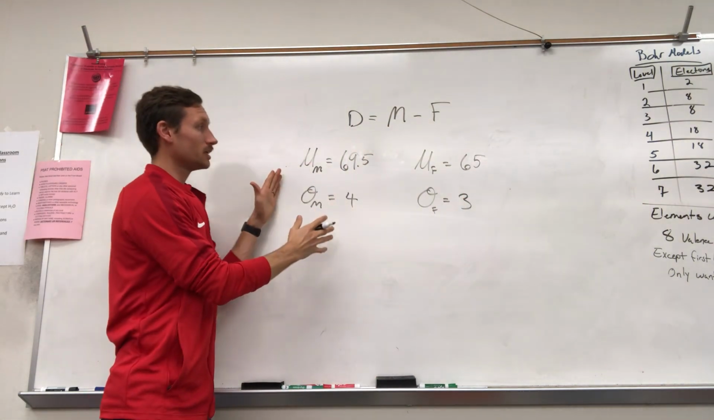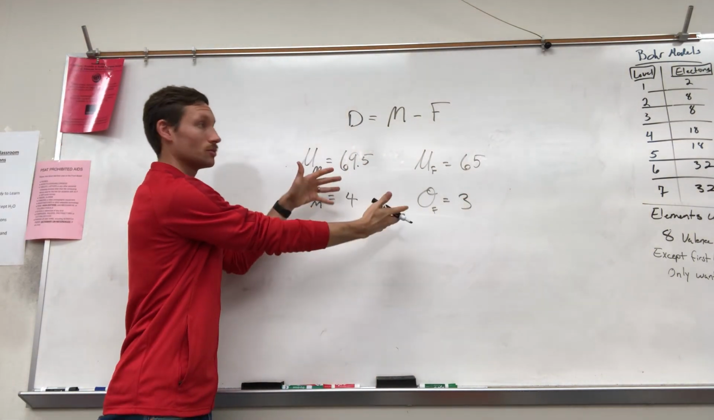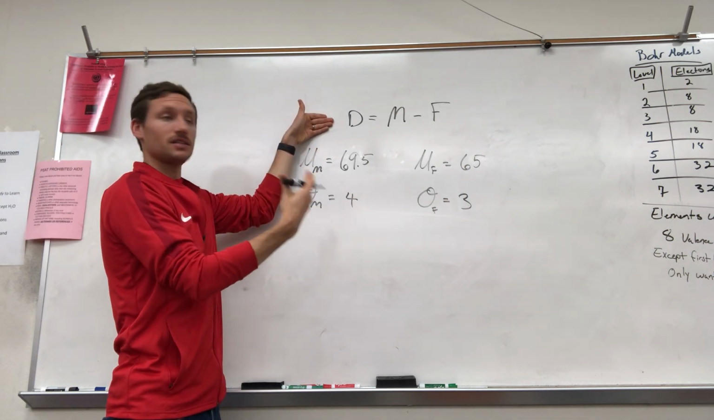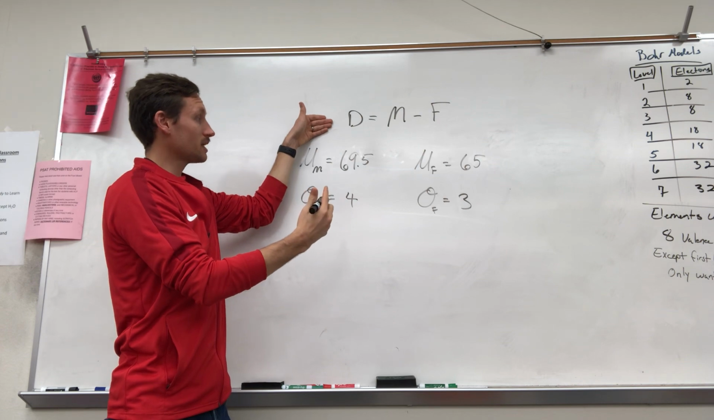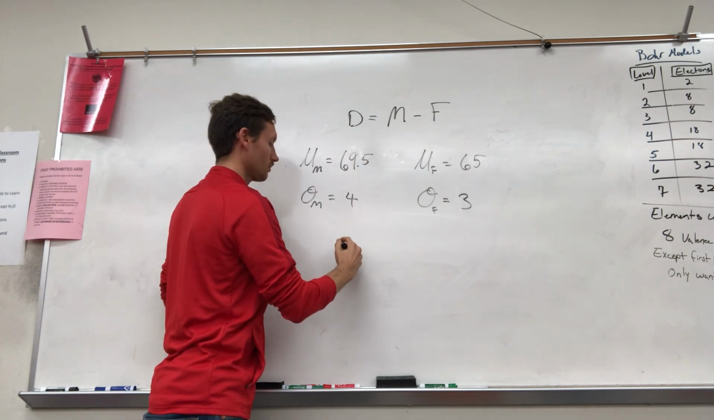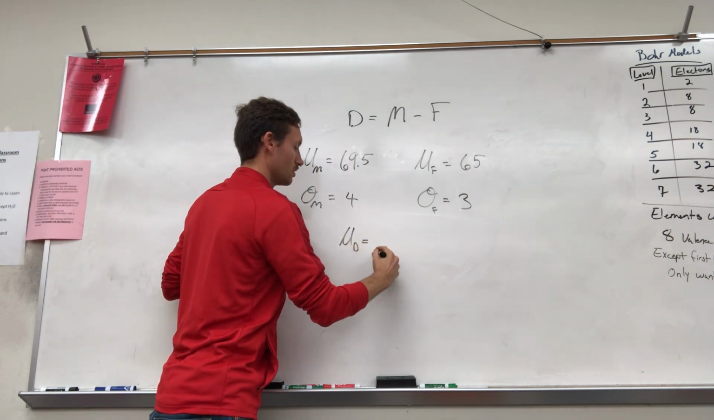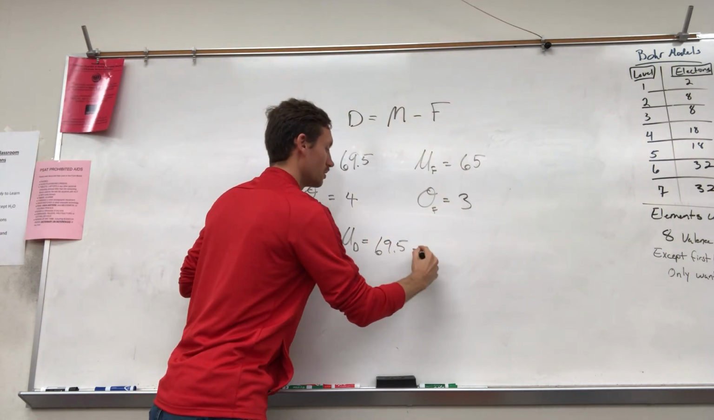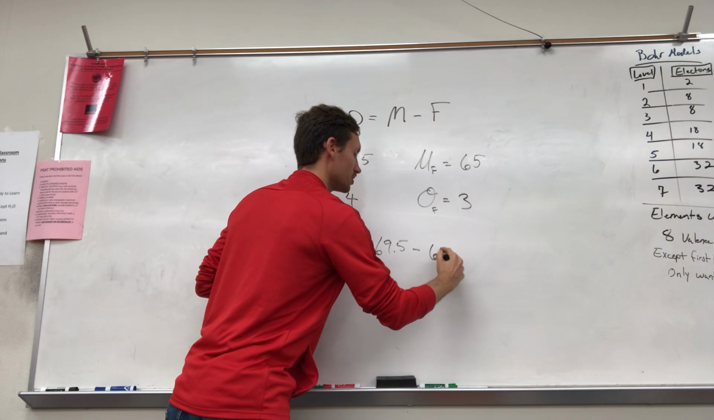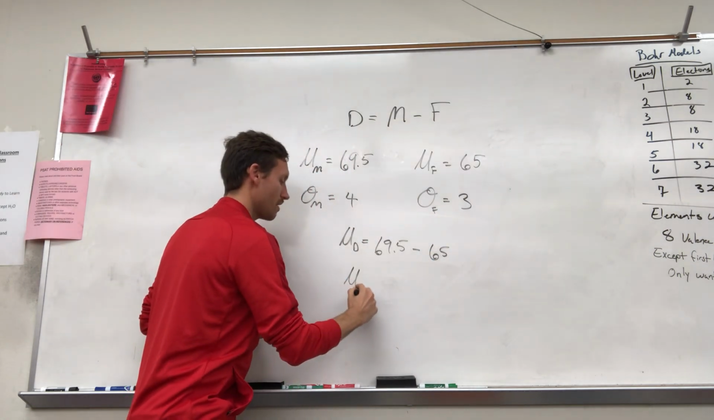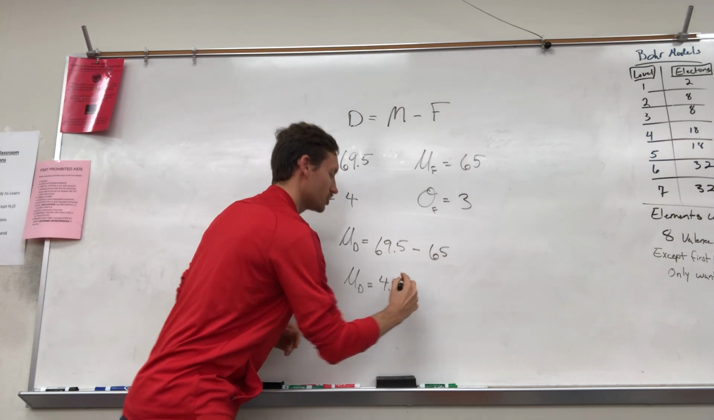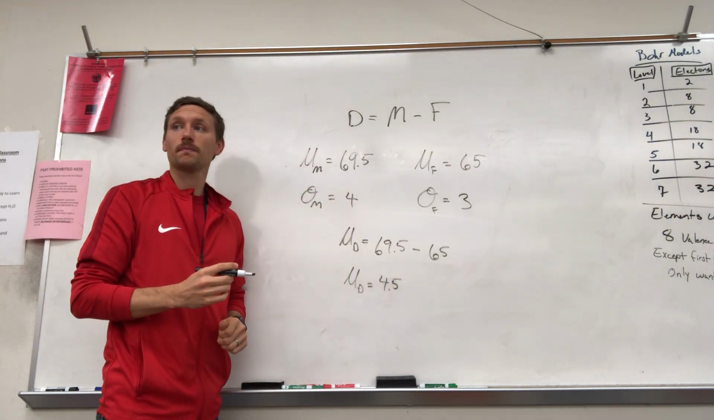So what we're doing is we're going to combine these two to get the difference. We want to find the expected difference. So the expected difference is going to be the males 69.5 inches minus 65 inches. So on average, we expect the males to be 4.5 inches taller. You with me on that?